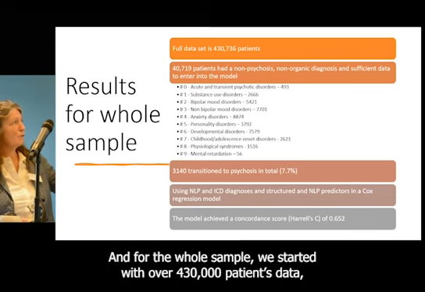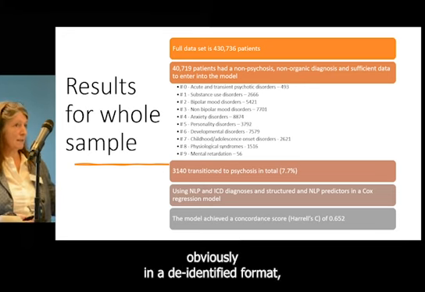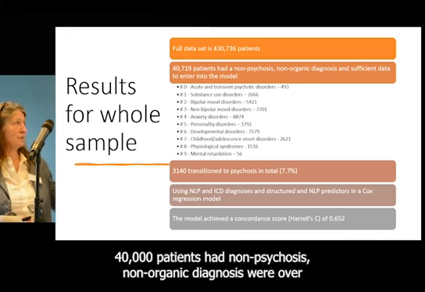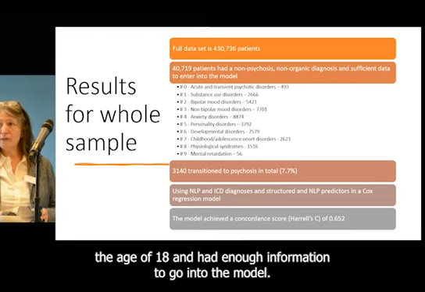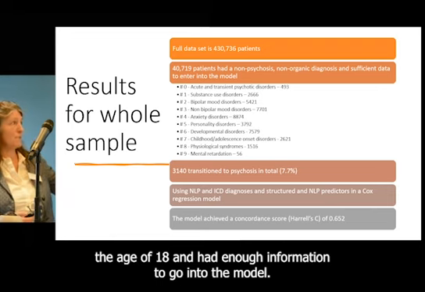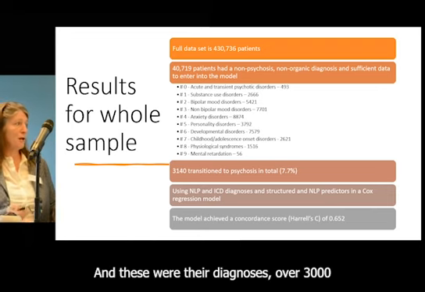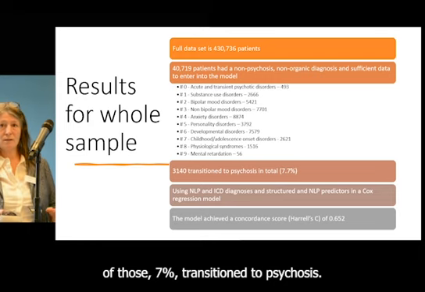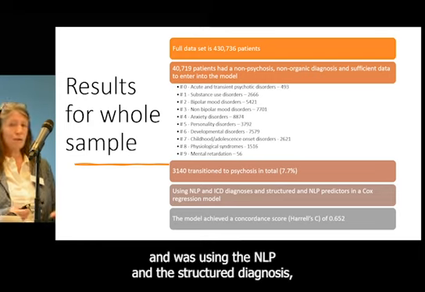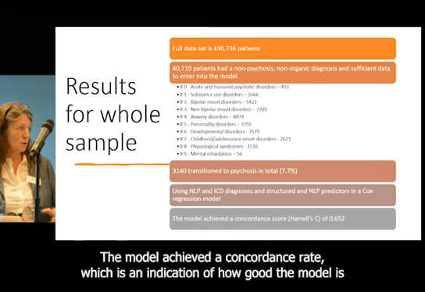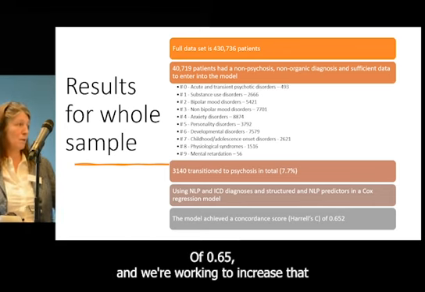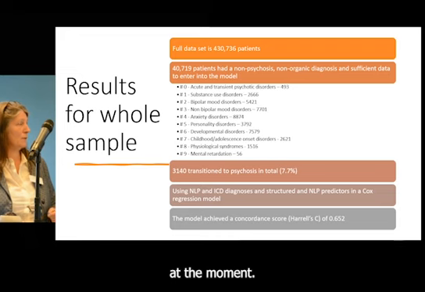And for the whole sample, we started with over 430,000 patients' data, obviously in a de-identified format. 40,000 patients had a non-psychosis, non-organic diagnosis, were over the age of 18 and had enough information to go into the model, and these were their diagnoses. Over 3,000 of those, so 7%, transitioned to psychosis, and we'll be using the NLP and the structured diagnosis. The model achieved a concordance rate, which is an indication of how good the model is, of 0.65, and we're working to increase that at the moment.